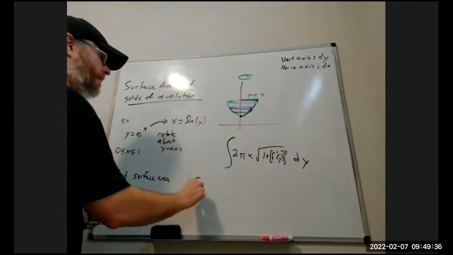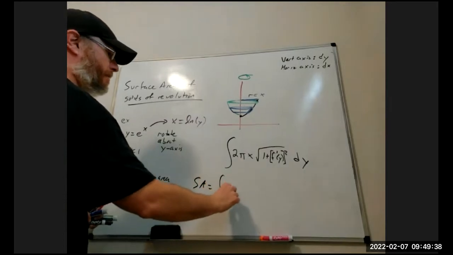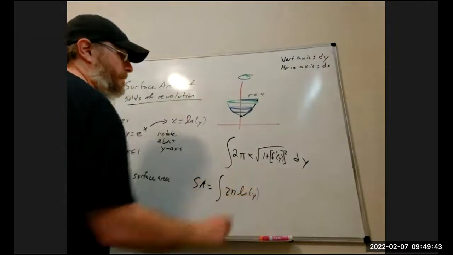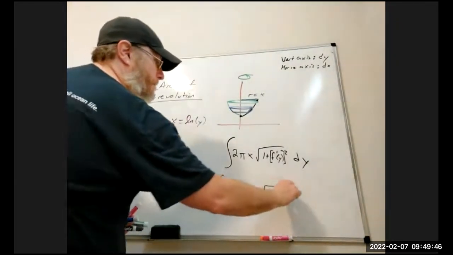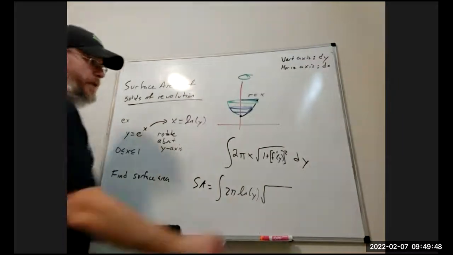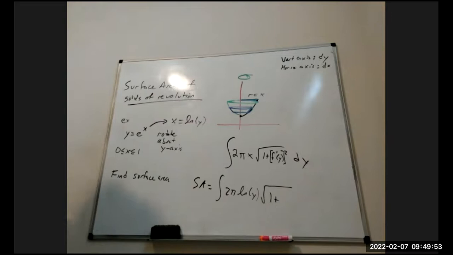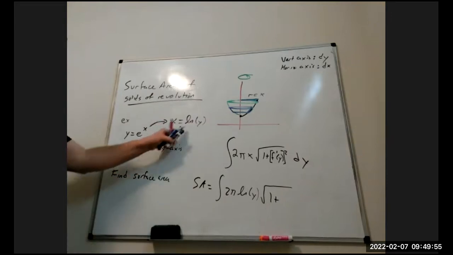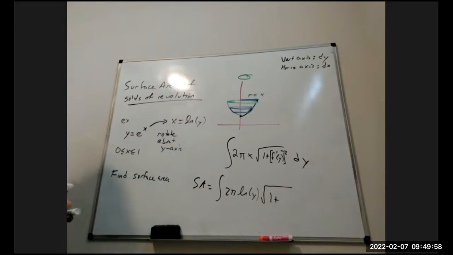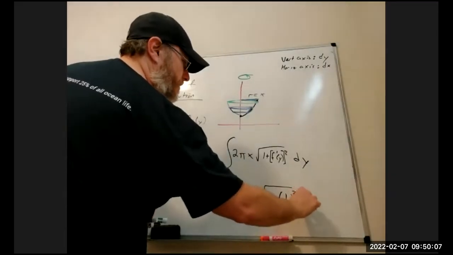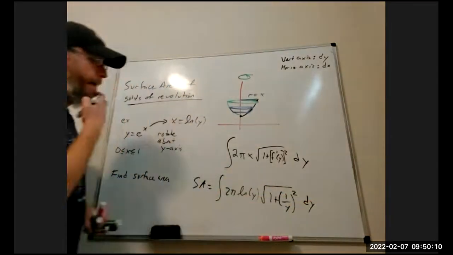Okay, so here's that integral then. We're going to have 2 pi times x, which is natural log of y. And then in our square root, we need 1 plus the derivative of this squared. So in terms of y, if it's natural log of y, what is the derivative? 1 over y, beautiful. So this is going to be 1 over y, that thing squared, dy.